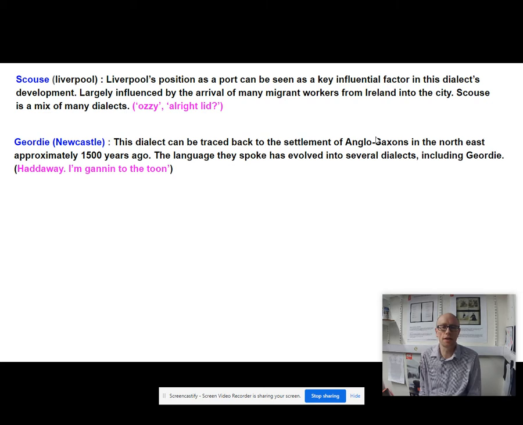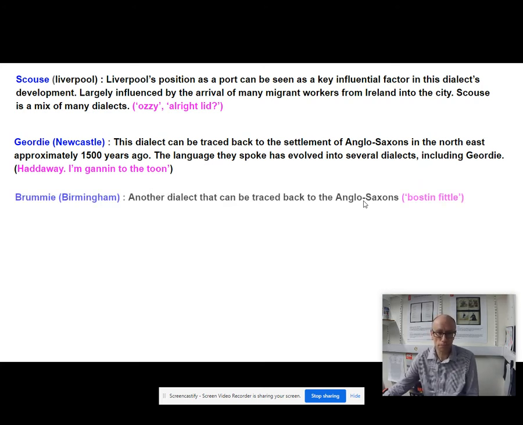Geordie is also another port. This dialect form can be traced way back to the Anglo-Saxons in the northeast, approximately 1,500 years ago. So the language they spoke has evolved into several dialects, including Geordie. So there's some stereotypical characteristic Geordie speech there: "Had a weir, I'm going to the town, I'm going to the town."